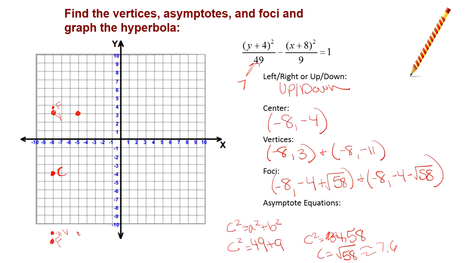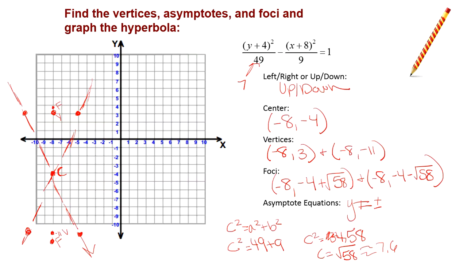1, 2, 3. 1, 2, 3. Going off a little graph on this one. Sorry, guys. 1, 2, 3. So I know I'm going to have asymptote equations. They're going to look something like that, and like that. So my two asymptotes are going to have an equation of y equals plus or minus.